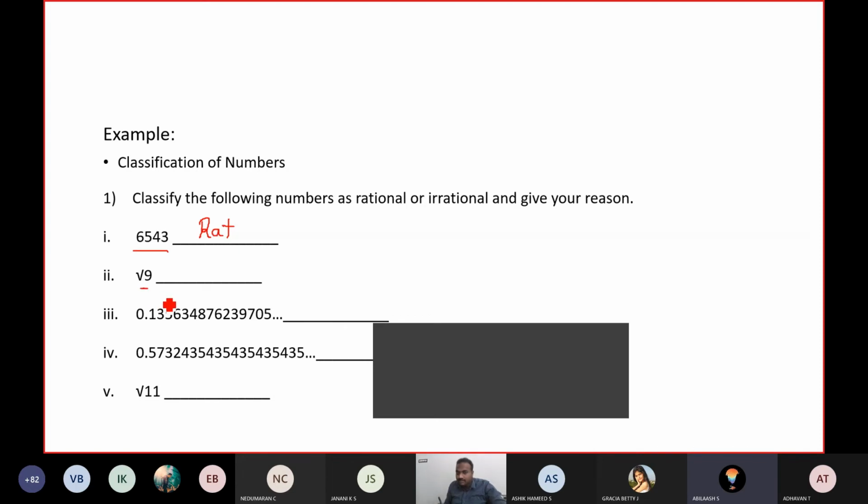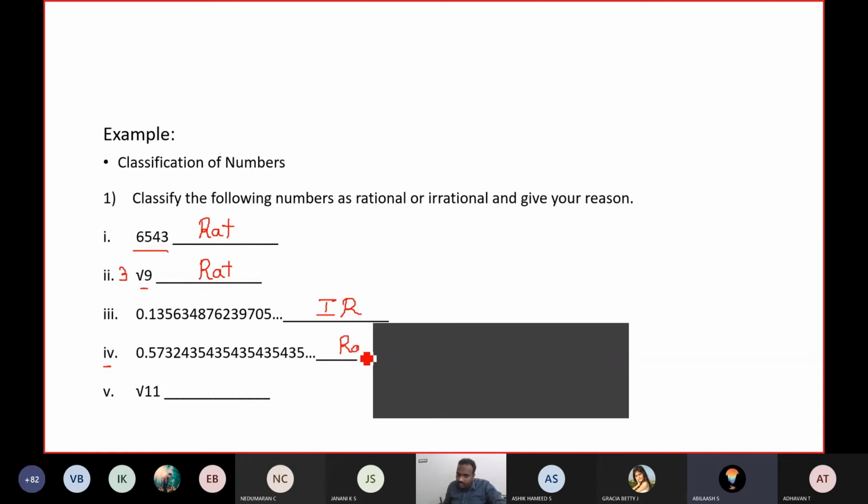Square root of 9. Rational. Very good. It is rational because square root of 9 is 3, and 3 is an integer. Integers are rational. What about the third one? Irrational. Very good, superb. What about the fourth one? Rational.